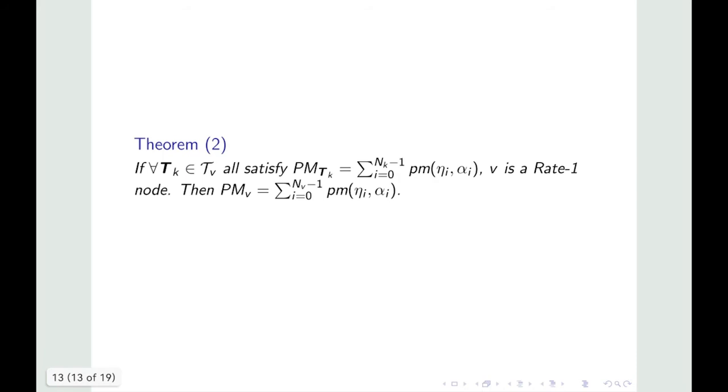Inspired by this, we propose Theorem 2. If any T_K in the T_V set satisfies this condition, and the decoder V is a rate 1 node, then we could calculate the decoder's path metric as this.